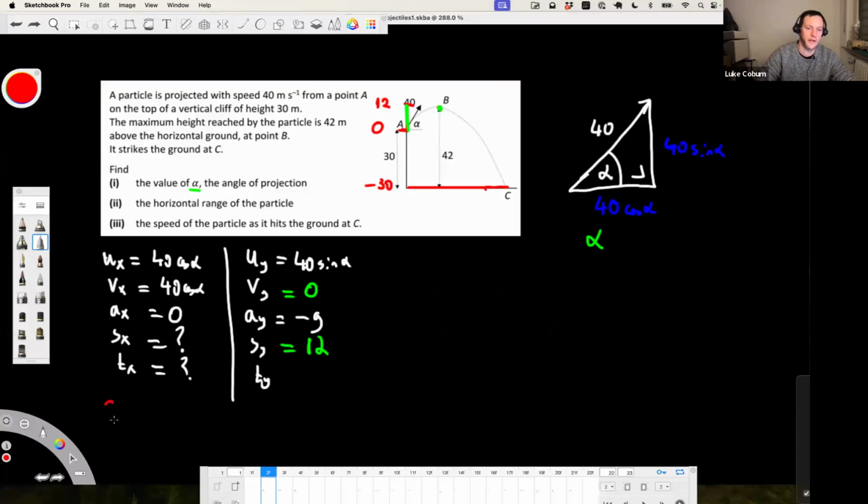So what I'm going to do is I'm going to say that the horizontal range of the particle is equal to Sx is equal to u, 40 cos alpha, and we'll call this then t. Okay, so we'll just say that first of all.